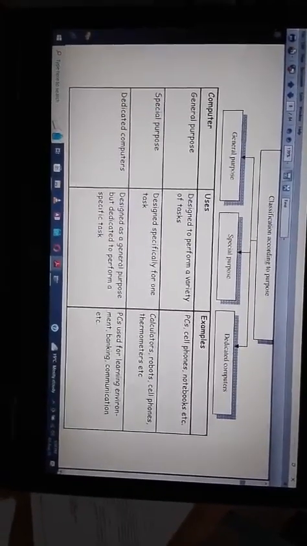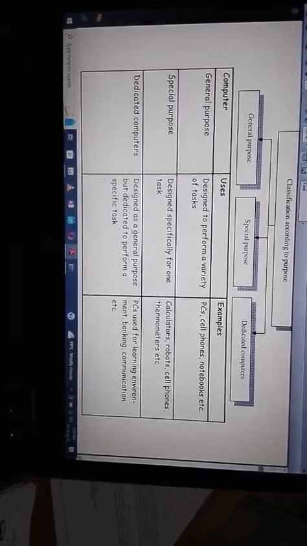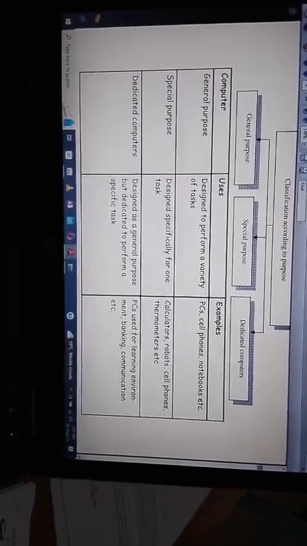The last classification according to purpose is dedicated computers. They are designed as a general purpose, but they are dedicated to perform a specific task. We have been told a good example is a computer that is used in banking, computers that are used for environment, and those ones that are used for communication, in communication areas.